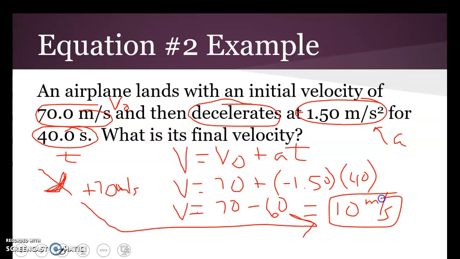And once again, since I know I have meters per second, seconds, and meters per second squared, and I have everything in meters and seconds, I know the units of my velocity will be meters per second. That's why it's important that you do that. So my final velocity would be 10 meters per second.